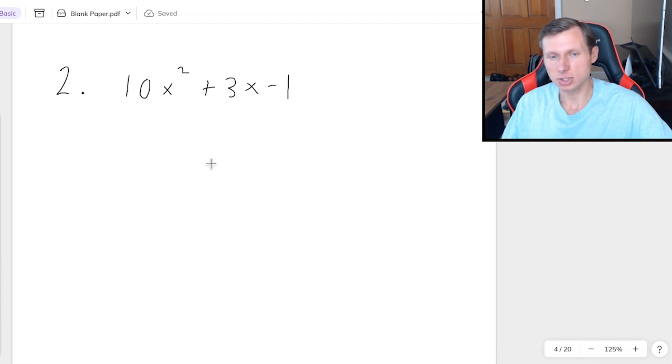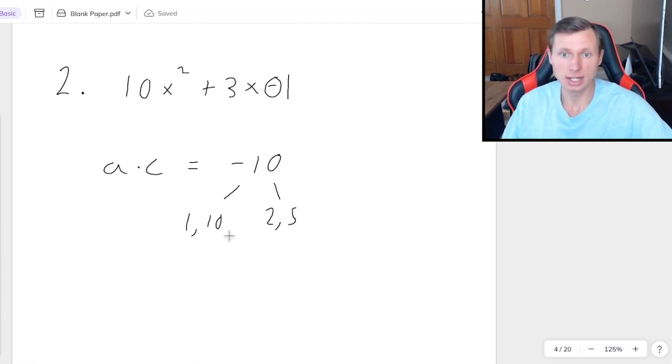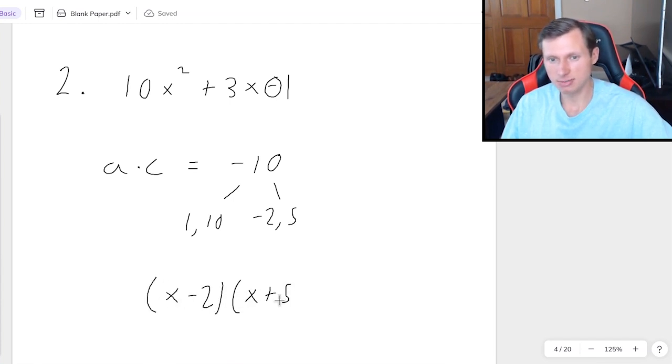So first things first, we're going to do a times c, which again is 10 times -1, giving me 10 or -10. Honestly, it doesn't matter. And then factors of 10 are 1 and 10 and 2 and 5. And since I want +3 in the middle, and this is subtraction, it means they have to subtract to +3. That, of course, will be positive 5, and negative 2. So I have x minus 2 and x plus 5.